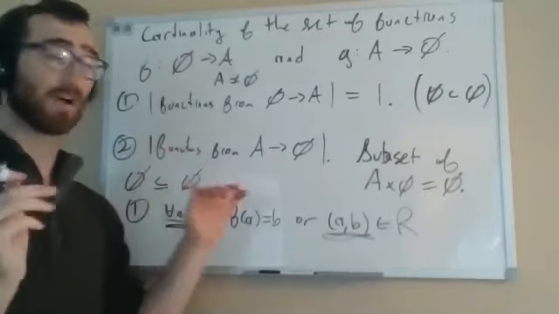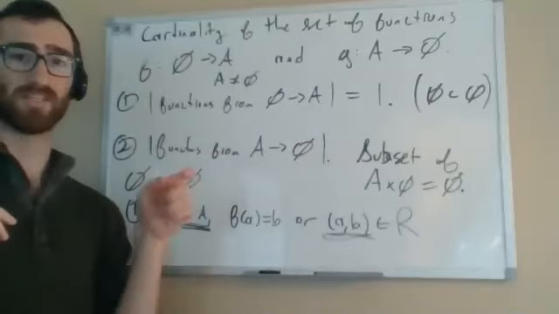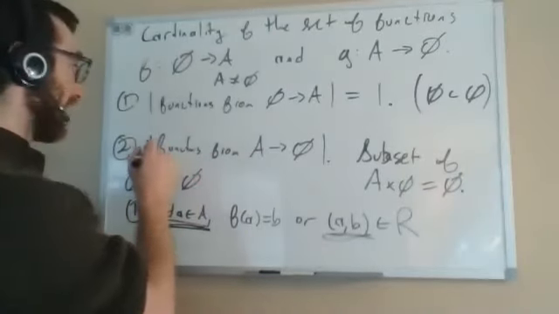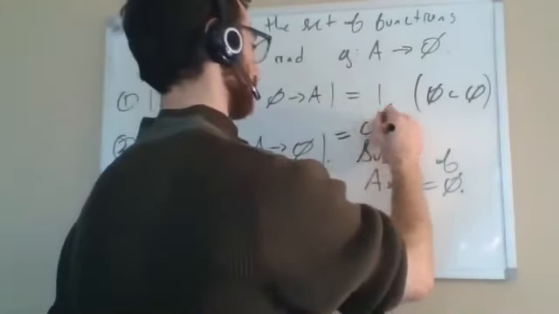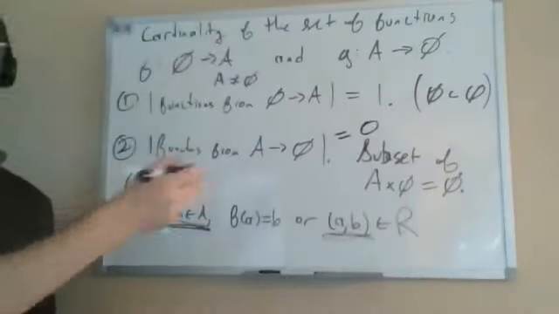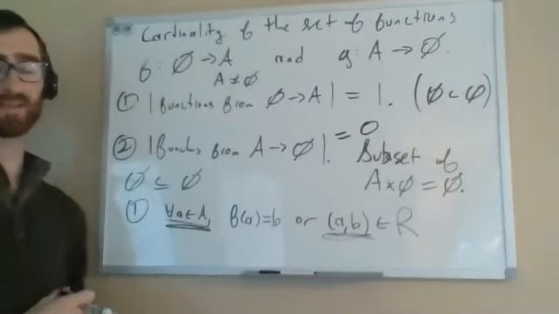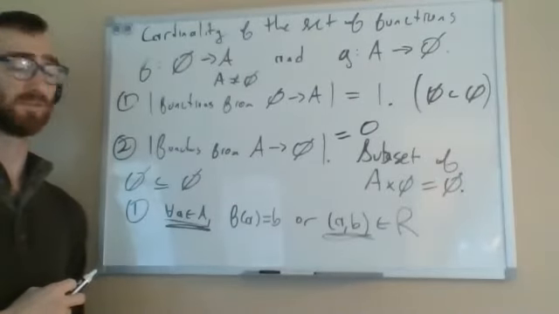So there are no functions from a non-trivial set to the empty set. And the size of functions from A to the empty set is equal to 0. There are none of them. There's no relation that satisfies all the things that you need it to satisfy to be a function.